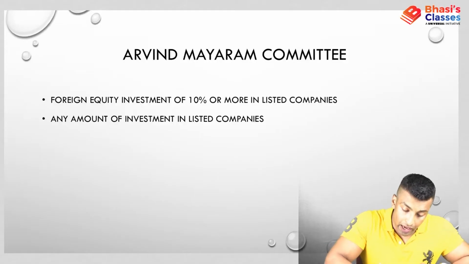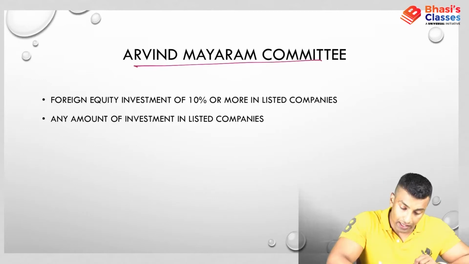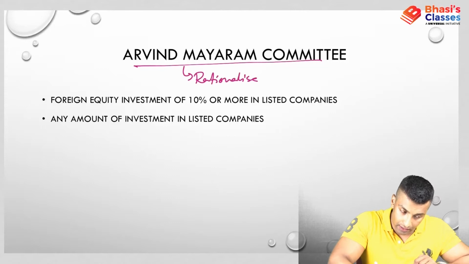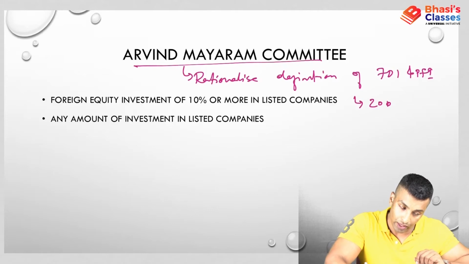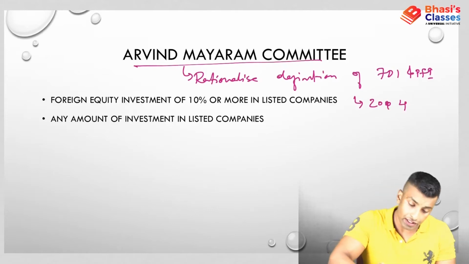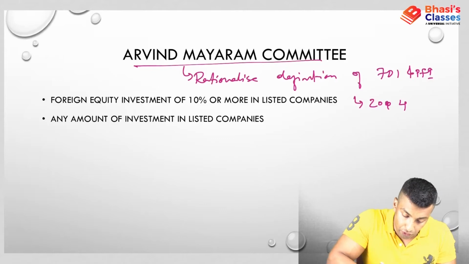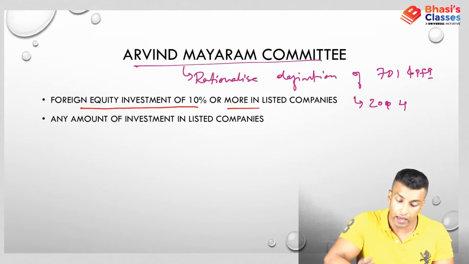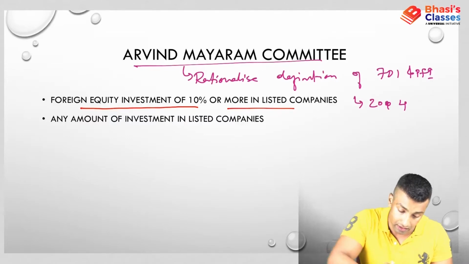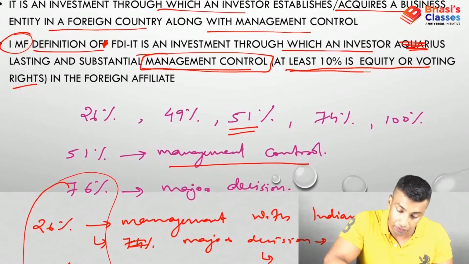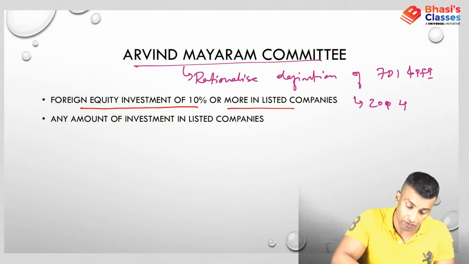Okay, next we will look into the Arvind Mayram committee. Basically this committee was established to rationalize the definition of FDI and FPI, and they gave the report in 2014. He suggested FDI should include these two. Foreign equity investment of 10% or more in listed companies. And if you remember, this is exactly what we have seen in the case of the IMF definition. You can see here, at least 10% of equity. So exactly the same thing is discussed here.